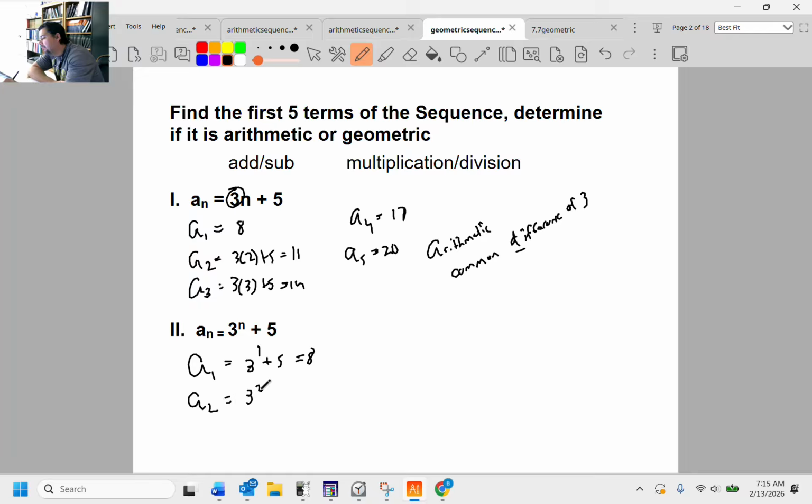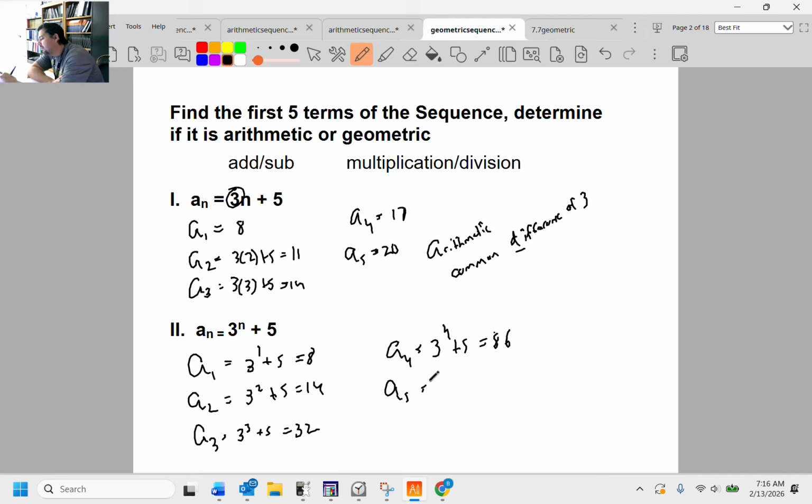A sub 2 would happen when you feed it a 2. And 3 squared is 9. Add 5, you're at 14. And a sub 3 happens when you plug in a 3. Well, 3 cubed is 27. 27 and 5 is 32. And a sub 4 is going to be 3 to the 4th, add 5. And 3 to the 4th, I feel like that's 81. Add 5, you get 86.